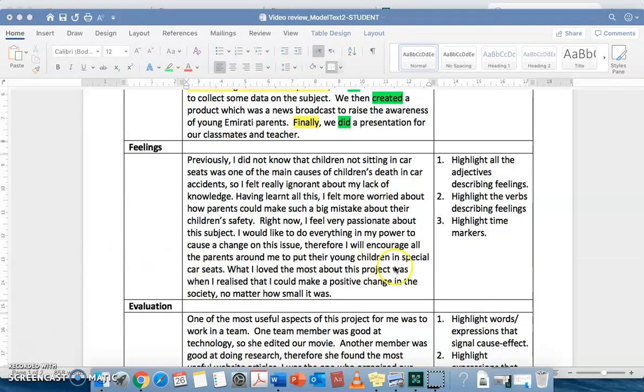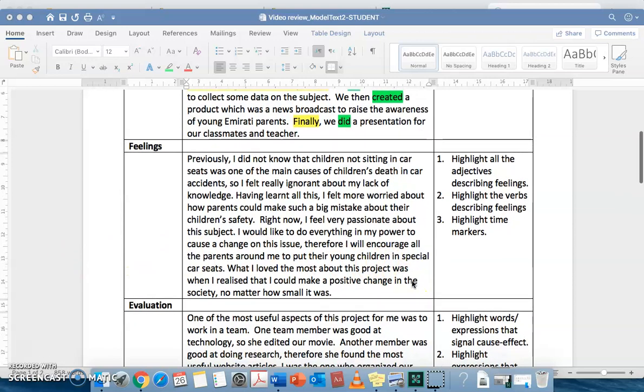Let's have a look at our second stage, feelings. The three things that we have to do is to highlight adjectives that describe feelings. We have to highlight the verbs that describe feelings. And we have to highlight the time markers again. Let's have a look at this stage, sentence by sentence.